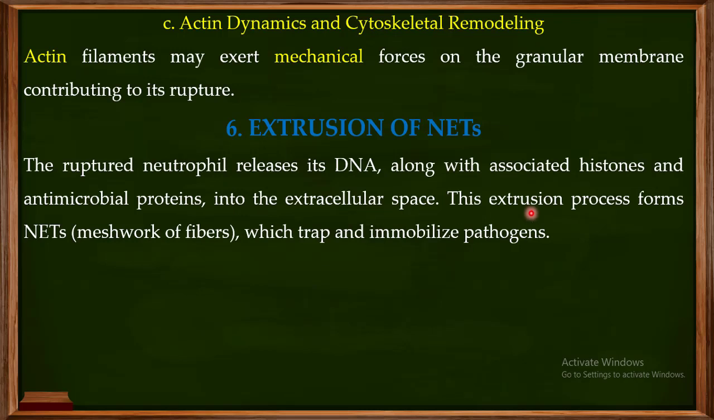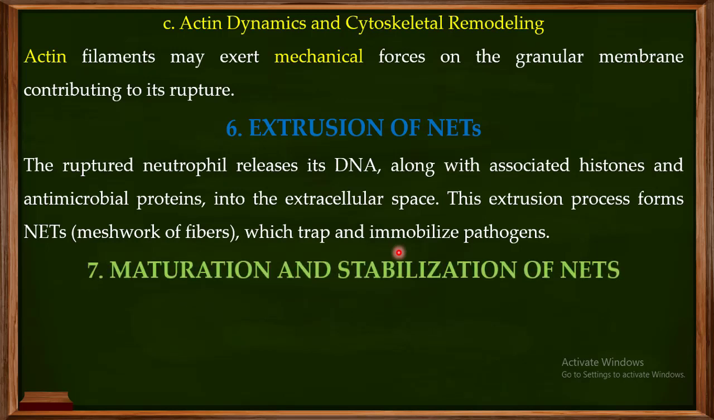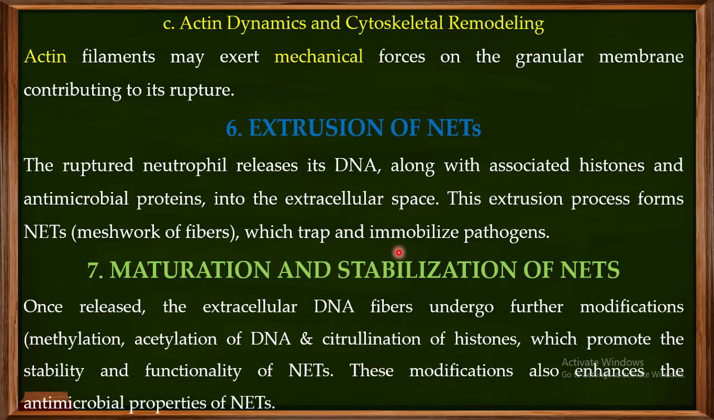Now this extrusion process forms the nets, which is actually the meshwork of fibers, as I've shown you in the last video, and I'll show you that in the next slide as well. And this particular net is responsible for trapping and immobilizing the pathogens. Now, once the extrusion of the nets has been achieved, it's time for the maturation and stabilization of the nets. You have to make a stable net.